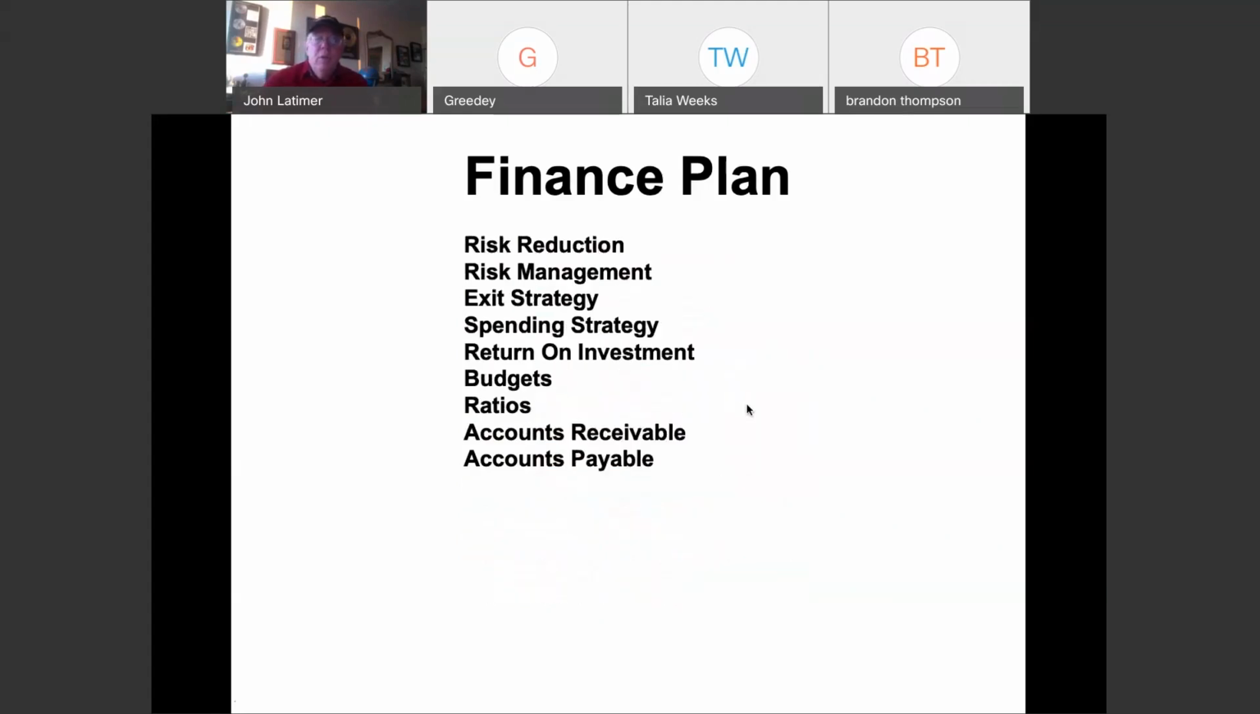In addition, part of your finance plan also includes risk reduction, risk management, your exit strategy, your spending strategy, the return on investment, budgets, ratios, and your accounts receivable and accounts payable. So all of those are little mini things that go into the finance plan. And as investors come on board to help the artists with the career, or maybe collaborators, this is certainly a section of the plan that they're going to want to pay attention to, to see if it's going to be worth their time and effort.